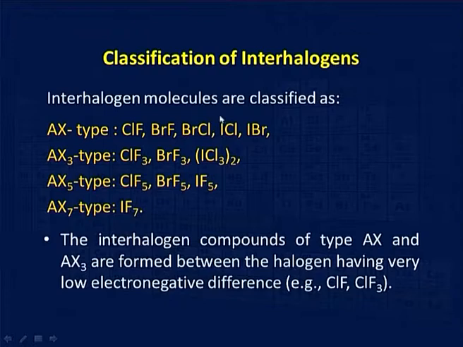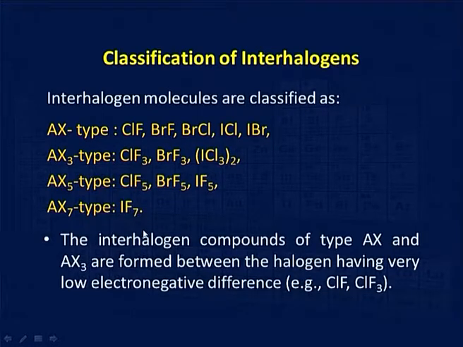This is the classification of the interhalogens. These molecules of interhalogens are classified as AX type: chlorine fluoride, bromine fluoride, bromine chloride, iodine bromide. AX3 type: chlorine trifluoride, bromine trifluoride, iodine trichloride. AX5 type: chlorine pentafluoride, bromine pentafluoride and iodine pentafluoride. And the AX7 type of interhalogen is iodine heptafluoride.